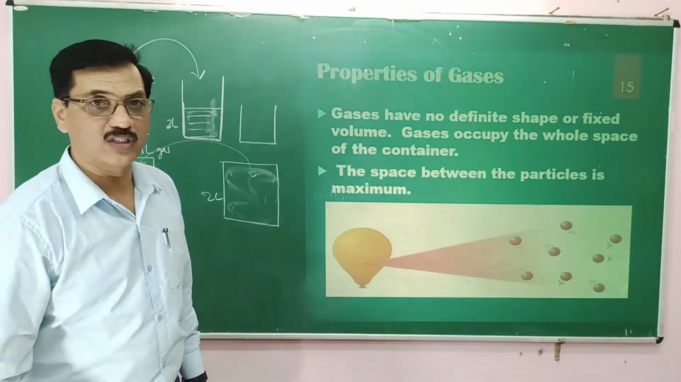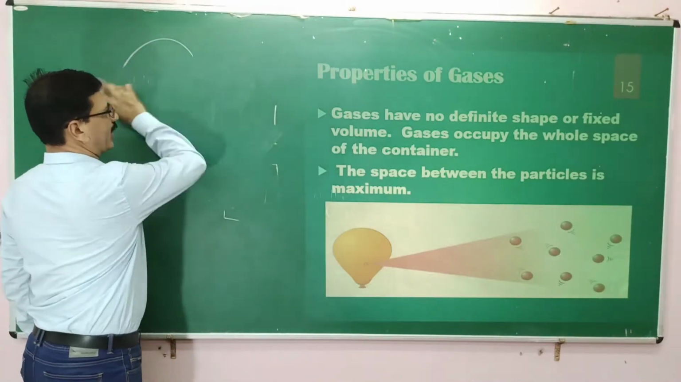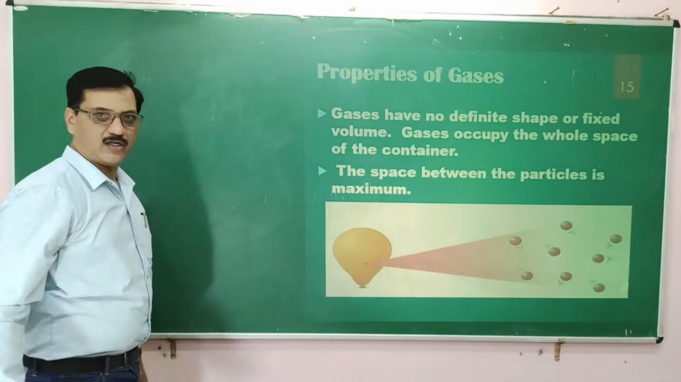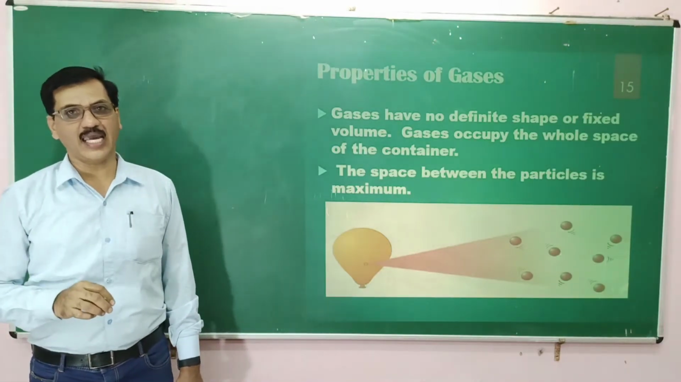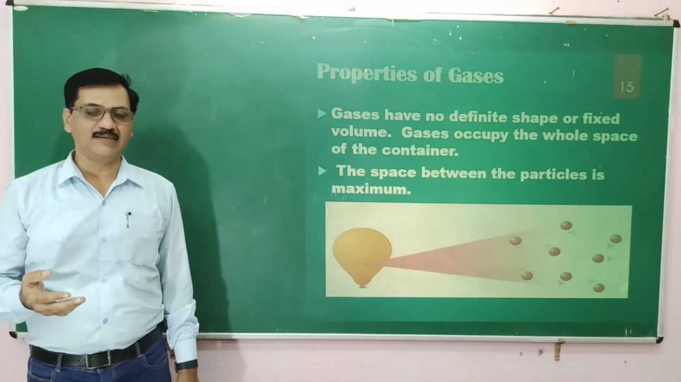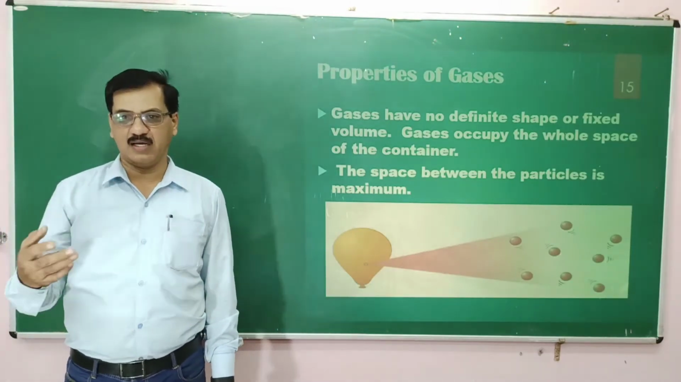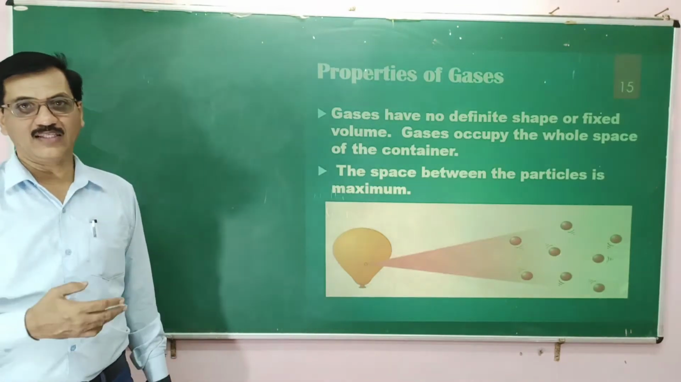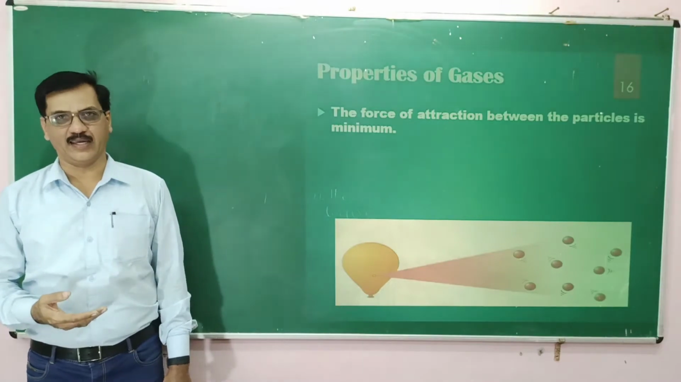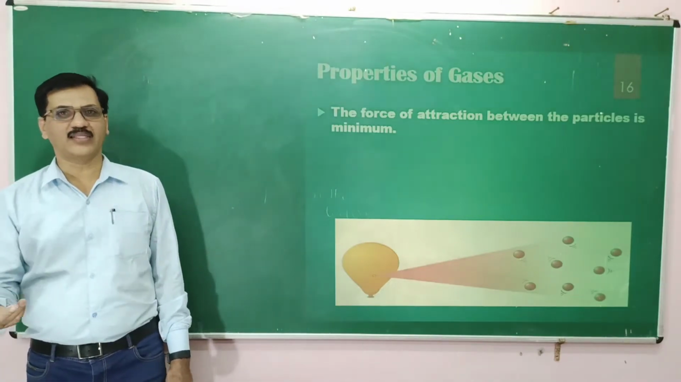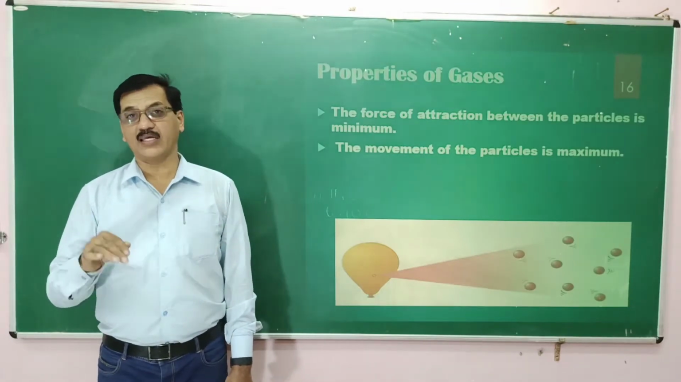So it depends upon the pressure, right? So what is meant by pressure? Let us look into that in the other part of this lesson. So gases have no fixed shape or fixed volume. The space between the particles is maximum. And what about the compressibility? Compressibility is high. And the attraction force between them is least. Because of that, movement of the particles is high.